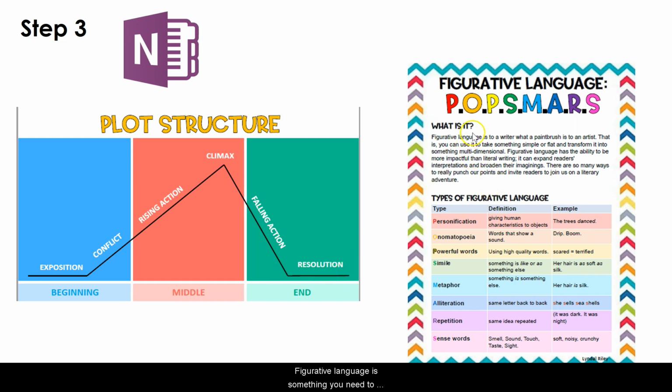Further, figurative language is something you need to include to be able to get a good grade in this assignment. And figurative language is just ways of writing differently to improve your story. So we might say a paintbrush is to an artist, just like figurative language is to a writer. Without figurative language, a creative writer is not going to be any good. It helps the story come alive, and it makes us feel like we are there or we're watching the movie. It's elements of personification, onomatopoeia, powerful words, similes, metaphors, alliteration, repetition, and sense words. And we can go into that in more detail coming up.